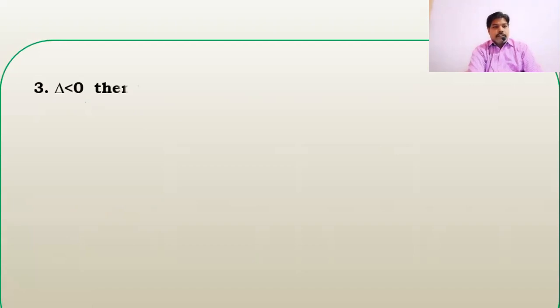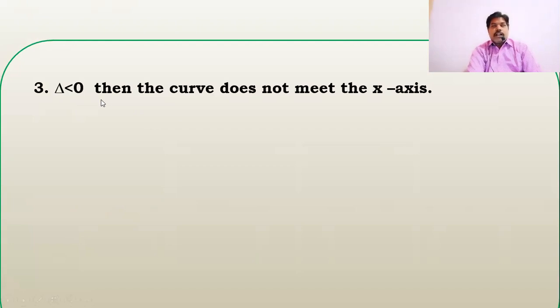So see the third case. If a is less than 0, in this case, already you know the roots are non-real complex numbers and conjugate to each other. So that means if delta is less than 0, then the curve does not meet the x-axis. Why? Because the x-axis is a real line.